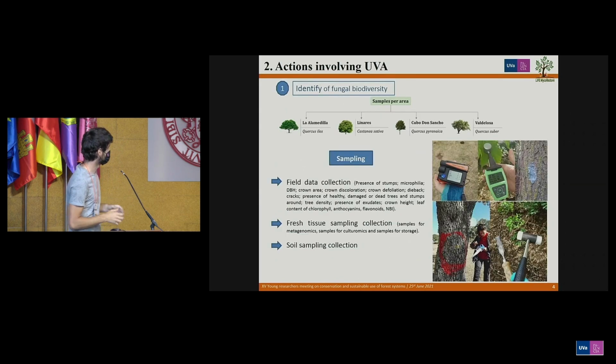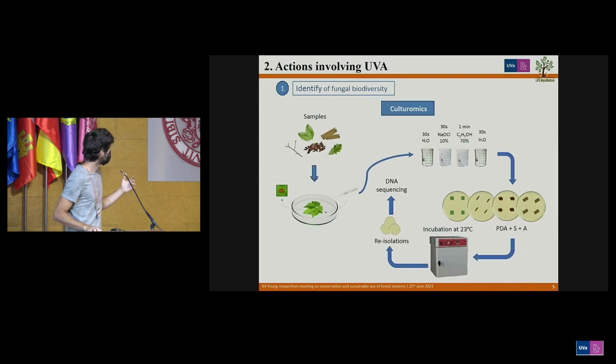Well, first of all, as I said, we have to identify all the fungal biodiversity. So first of all, we have to do a sampling. We go to the different areas and we collect field data, fresh tissue, and soil sampling. With this fresh tissue, we go to the first task, that is trying to isolate as much fungi as we can with a culturomic assay.